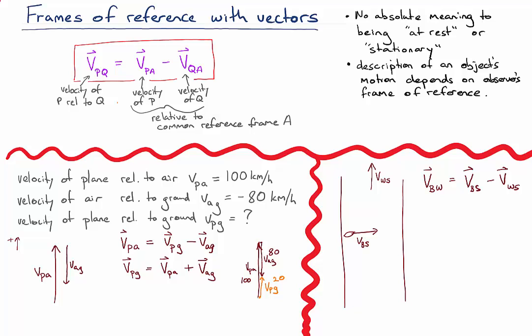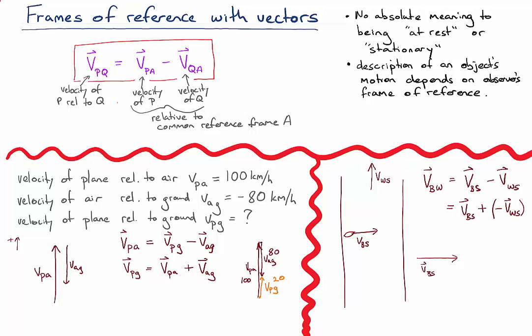How do we subtract vectors? Well, do you remember that we don't want to subtract vectors, we want to add vectors. So what we do is we add the negative of the vector. And how do we do that? We draw the velocity of the boat relative to the shore, and we add to it the negative of the velocity of the water relative to the shore. And negative just means we turn it around.